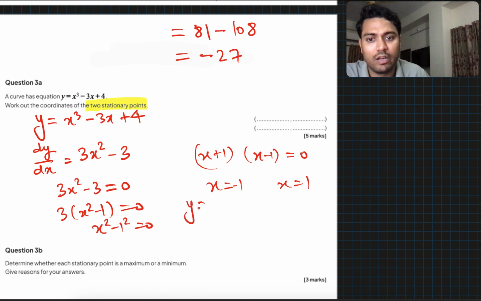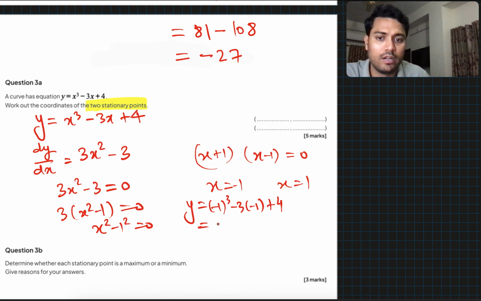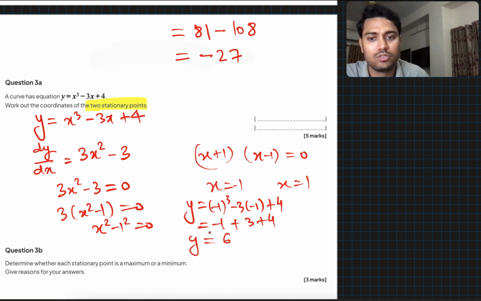At negative 1, y will be negative 1 cubed minus 3 times negative 1 plus 4. So you will get negative 1, positive 3, positive 4. So that will be 6. So when x is negative 1, y is 6.